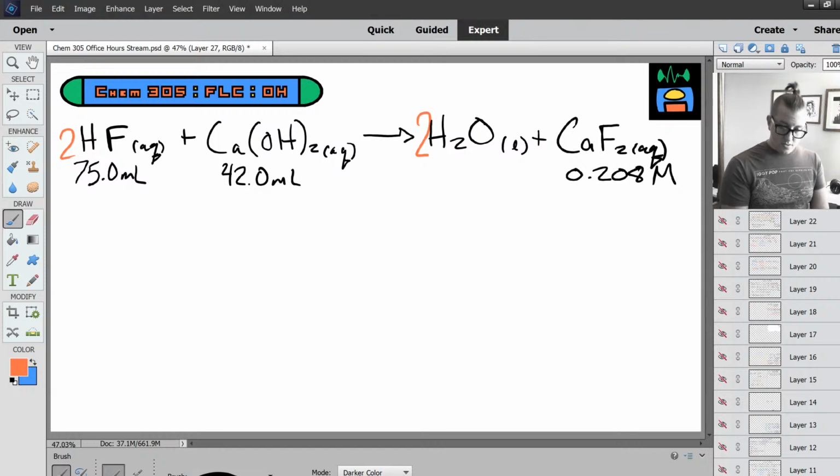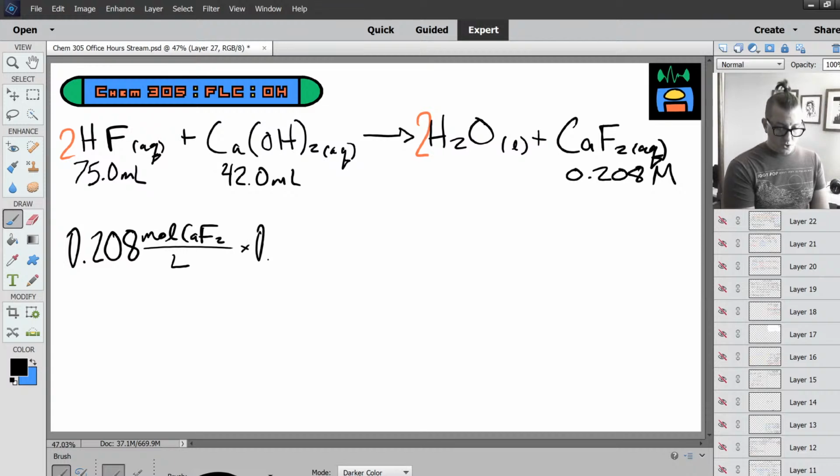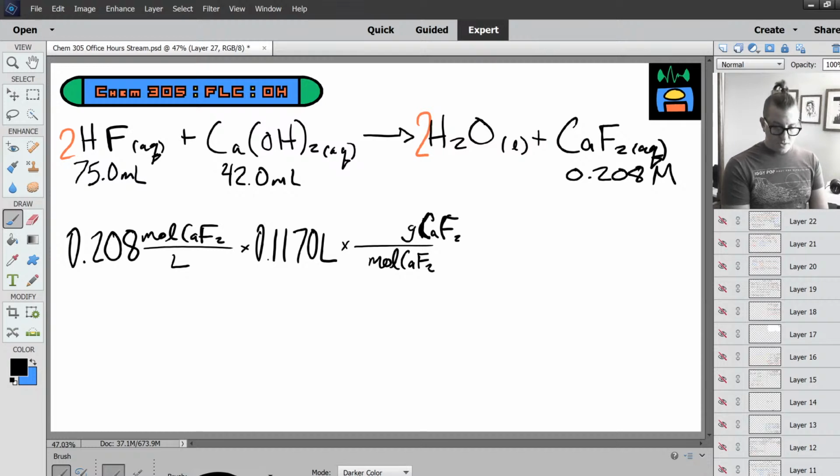So we have 0.208 moles of CaF2 over liters times our volume in liters, 0.1170 liter, times moles of calcium fluoride in the denominator, and then grams of calcium fluoride in the numerator.